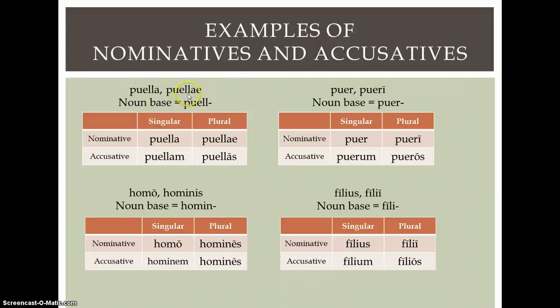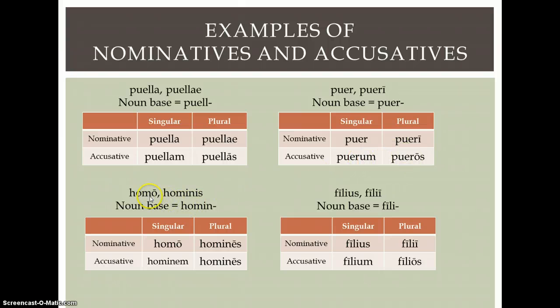So for example, here's the dictionary entry, puella, puellae. From that, we get the noun base puell by taking the AE ending off. And then we just put those endings that we learned on the last slide on. Nominative singular is puella, puellae in the plural. Accusative is puellam, puellas. Same for our noun puer. Our dictionary entry puer, pueri gives us as our noun base puer from removing this ending. The nominative singular is puer, which we get from the dictionary entry. And the nominative plural is pueri. The accusative singular is puerum, and the accusative plural is pueros.